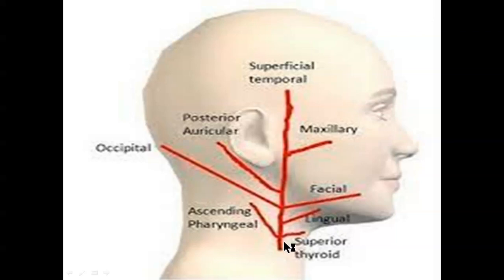Here we can easily see superior thyroid, lingual, facial. In the cervical region, the ascending pharyngeal is the only one which is posterior. All right. Then we have posterior auricular and occipital artery. So easy to remember. These are the 2 terminal branches of your external carotid artery.